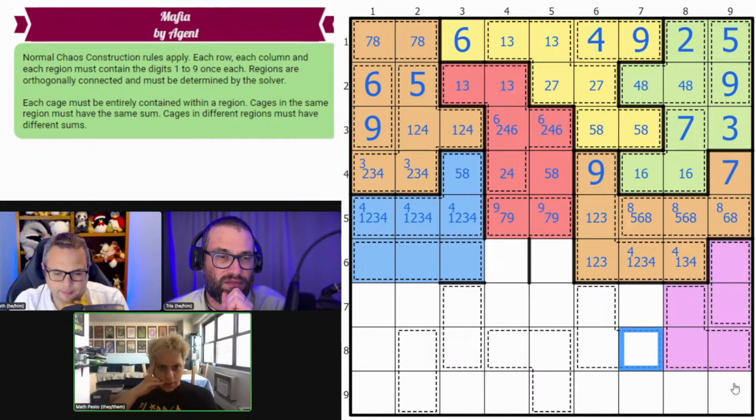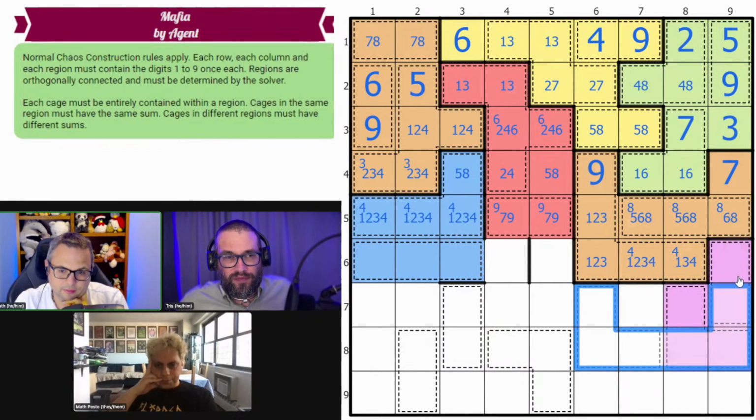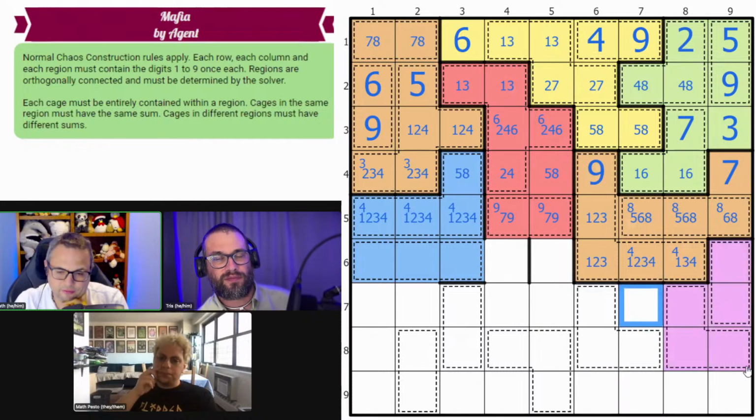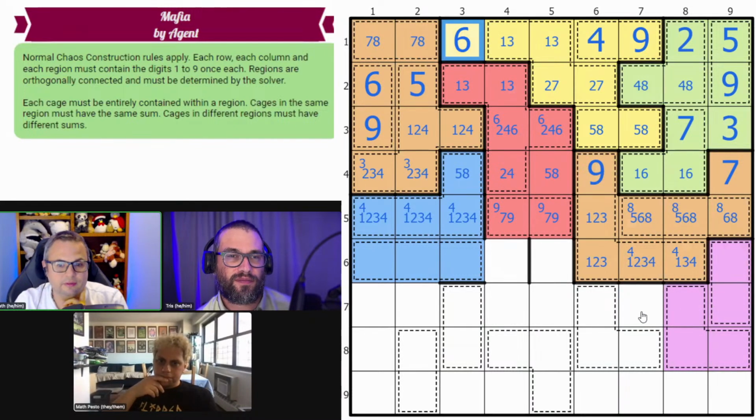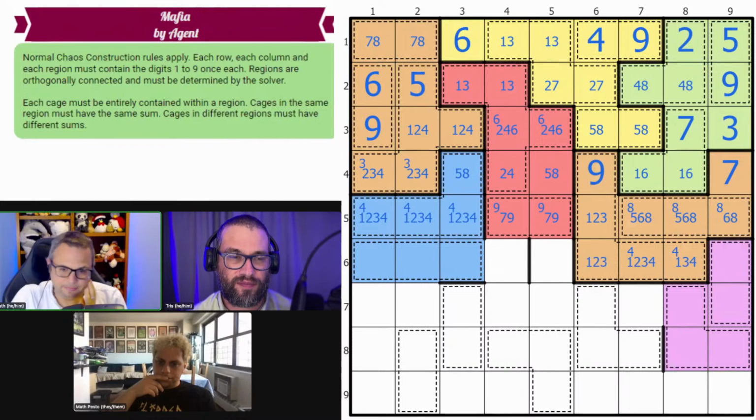Carl is saying 7, 7 can't be 9, so purple can't take the 3-cell cage. Yes, that is beautiful. If purple took that, then this would be the last cell, and it would be the last one of those. It would be a 9. So purple does not take that.